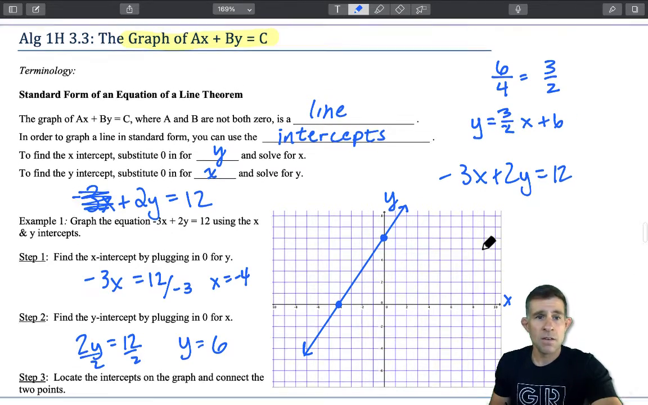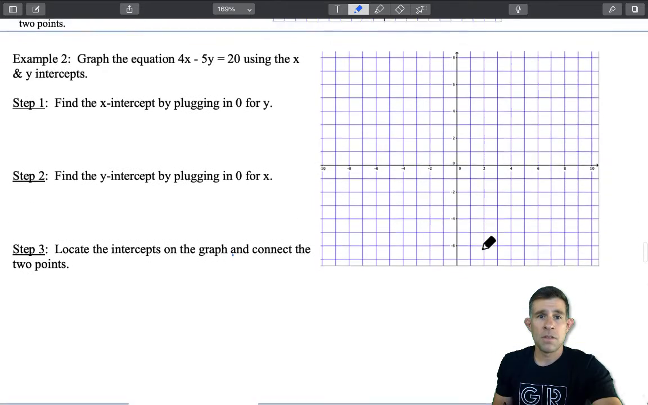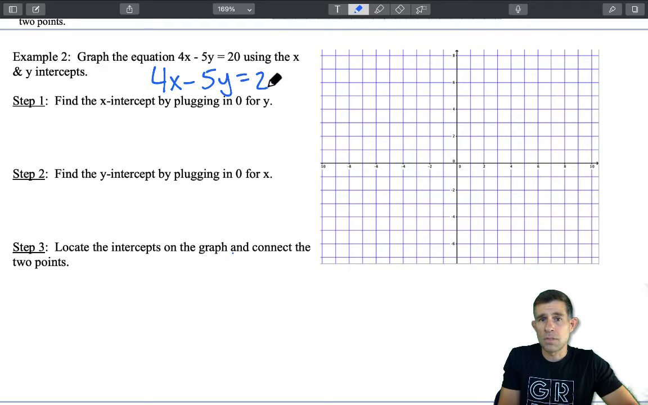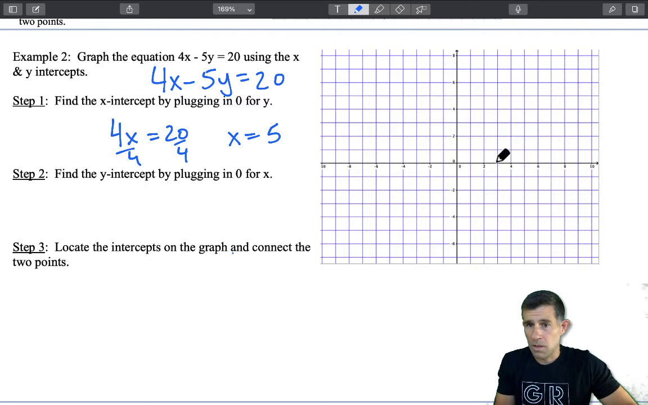All right, let's try another example using this idea of intercepts. Here's another equation of a line: 4x minus 5y is equal to 20. I want to find the x-intercept by plugging 0 in for y. Remember, that's like ignoring that term in the equation, and what I'm left with is just 4x equals 20. When I divide both sides by 4, my x-intercept is 5. So let's go over on the x-axis and plot that.